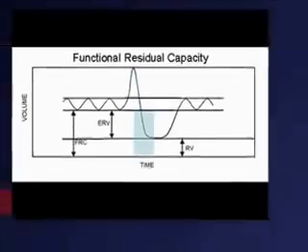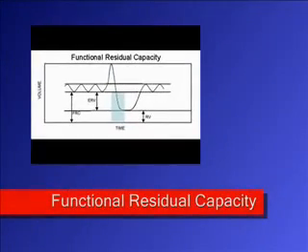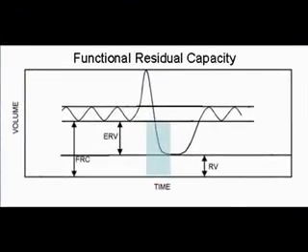The functional residual capacity is the amount of gas remaining in the lungs after a tidal expiration. It includes the expiratory reserve volume and the residual volume. Normally, it is 40% of the total lung capacity. The FRC cannot be measured with spirometry because the RV cannot be exhaled and therefore it cannot be measured directly. The FRC has to be measured indirectly using helium dilution, nitrogen washout, or body plethysmography.